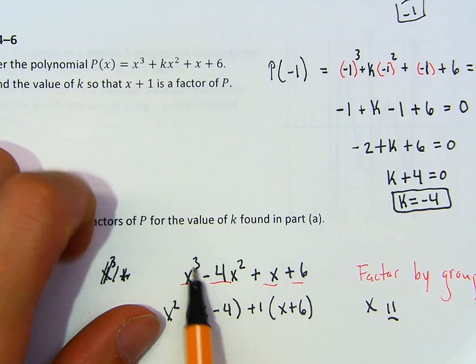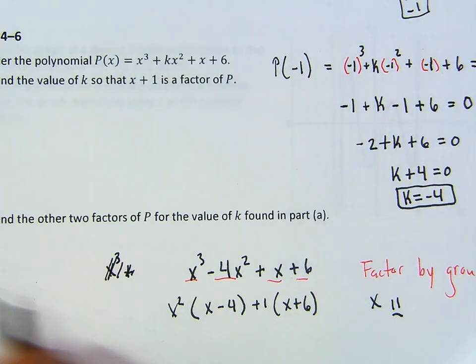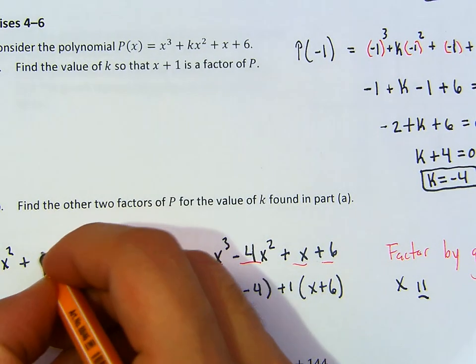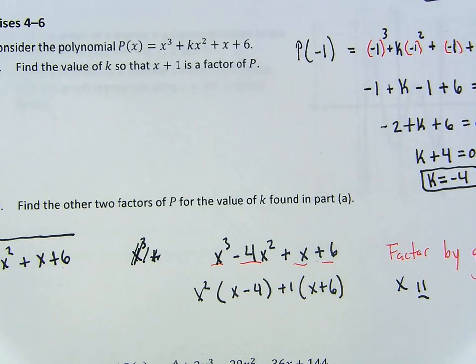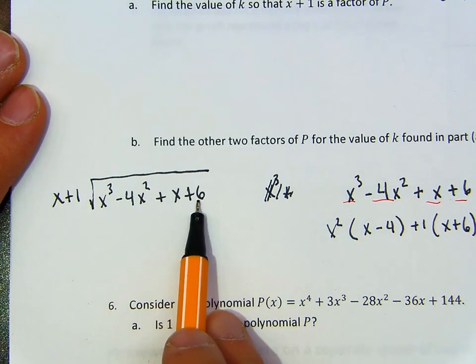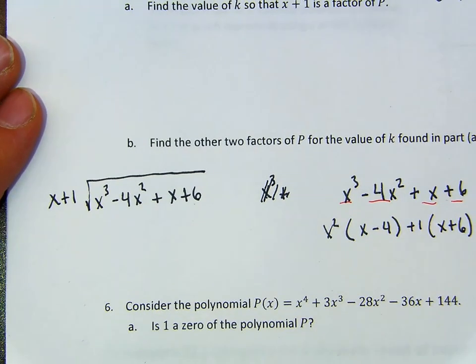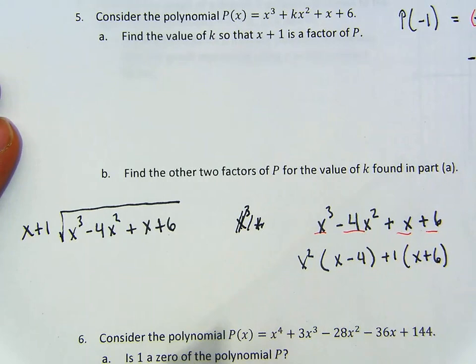If you know x plus 1 is a factor of this whole entire thing, then what you're allowed to do is take this x cubed minus 4x squared plus x plus 6, and divide it by x plus 1 over here. So what you have to do is divide this polynomial by x plus 1 to be able to factor the rest. Like I said, this problem was very tricky, but it's a very good question. Because how do you know you're allowed to do this? Because you know x plus 1 is a factor of p. So divide the polynomial and see what you get.